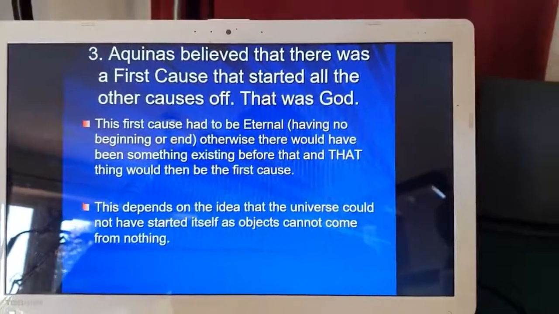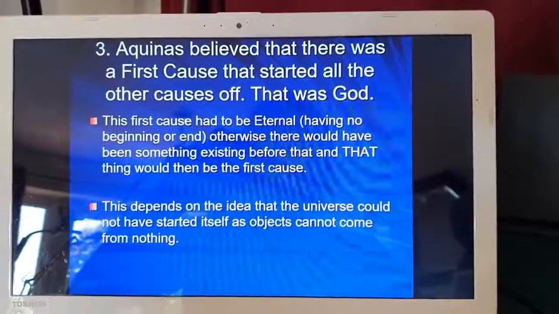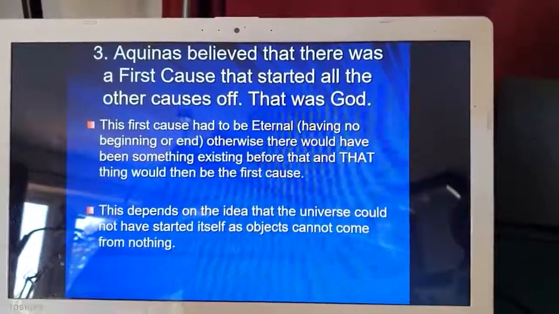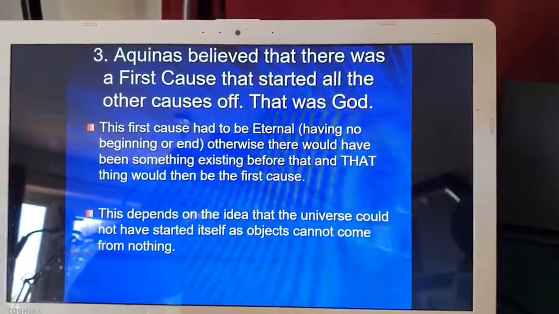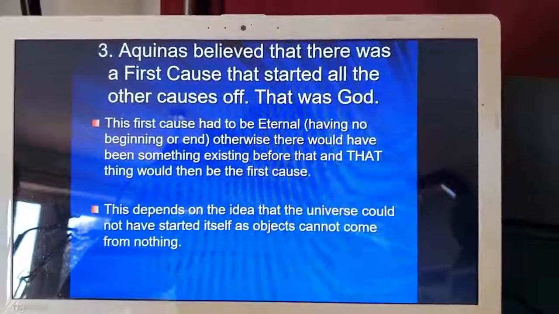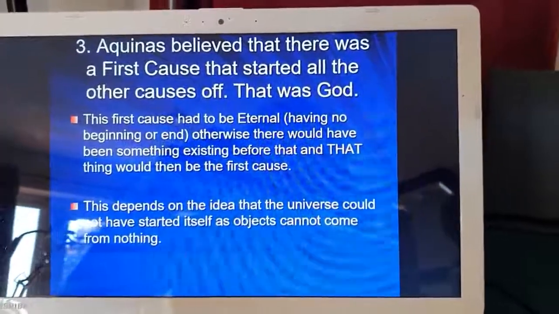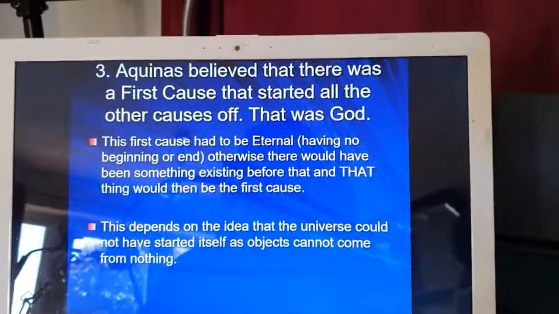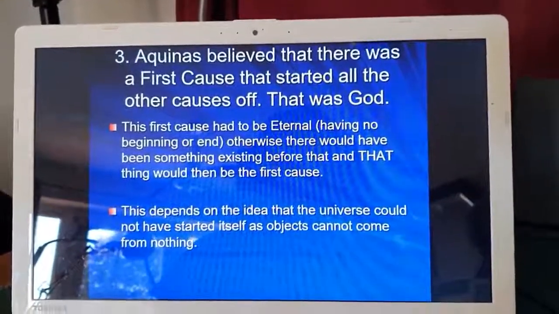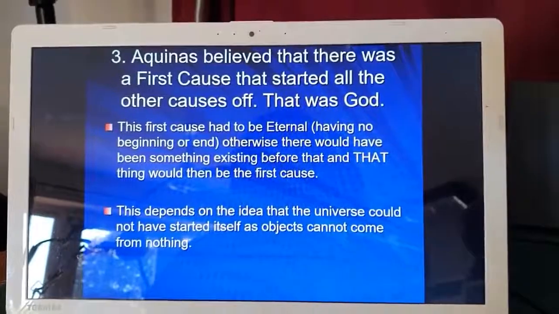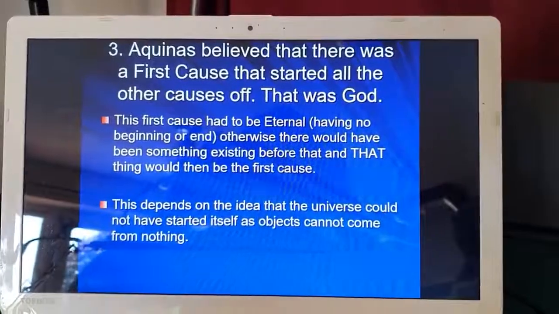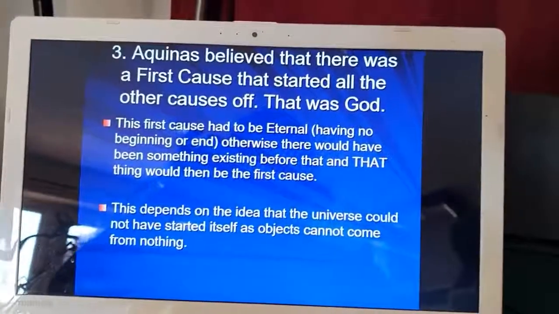Firstly, I'll just tell you that Thomas Aquinas believed that there was a first cause that started off the universe, and he named it God. And he said that God, the label God, provides the explanation for the universe coming about. His view was that the first cause had to be an eternal being, something that had no beginning or end. Otherwise, something would have just caused that thing, and then that would be the first cause. But then that would go on forever. So this depends on the idea that the universe could not have started itself. So things can't come from nothing.